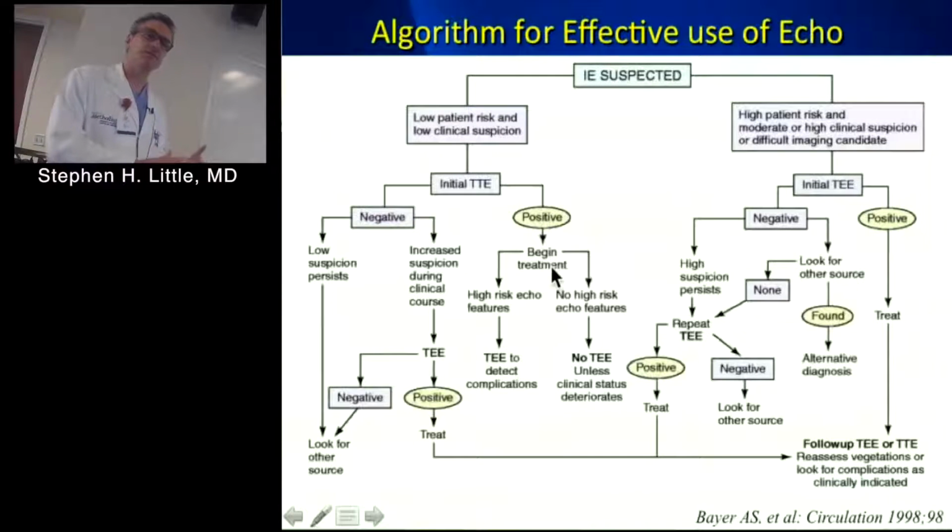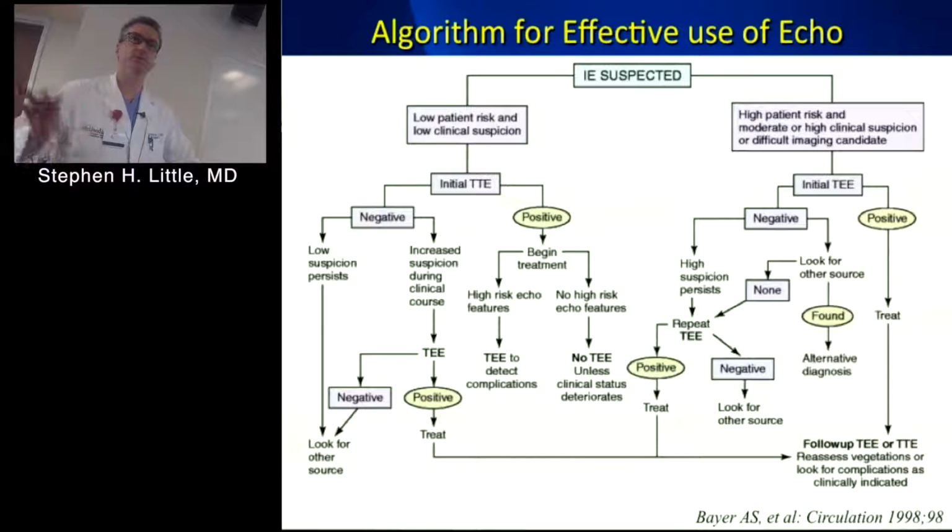If there are high-risk features, meaning things you think you might need to go to surgery for, which are lesions greater than a centimeter, overt clinical heart failure, prosthetic valves, or clear abscess, those are the reasons you'll go on and consider a TEE. Not necessarily a TEE for anybody who has a positive culture and a positive transthoracic. So positive transthoracic does not equal TEE. There are a few cases where it helps.